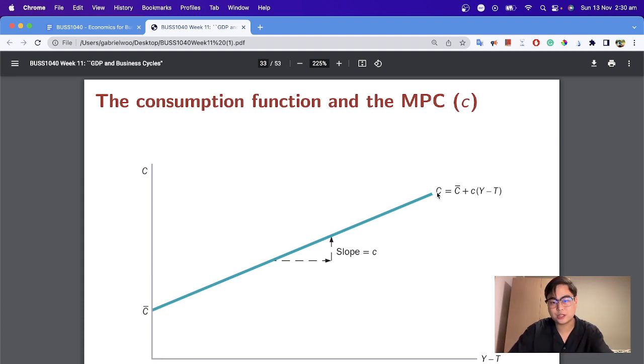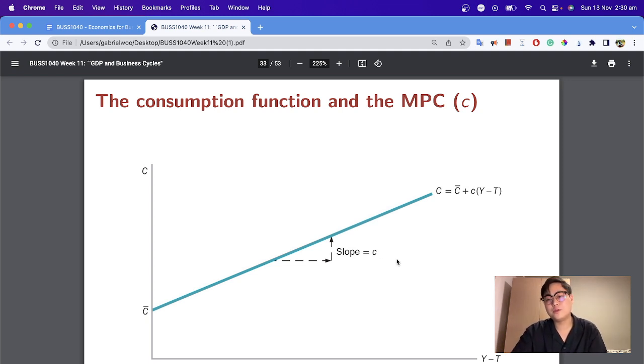So the consumption function for marginal propensity to consume. So here's the function: consumer spending equals the consumer spending of exogenous effects, C bar, plus c times income minus taxes. So the slope right here is small c. Small c is how one additional unit of income will translate into an additional unit of spending. Okay, so that is the marginal propensity to consume. That would be the slope.